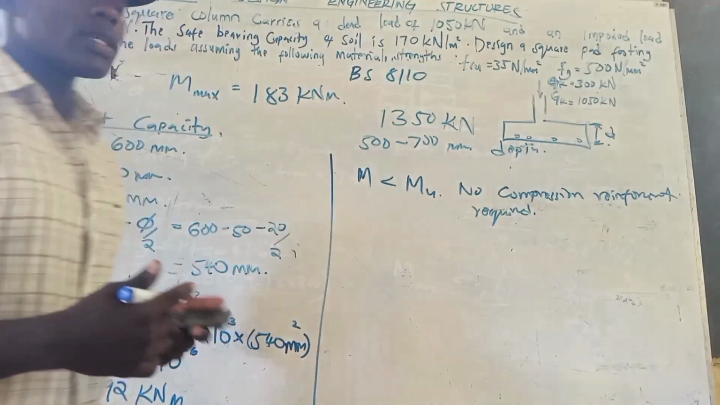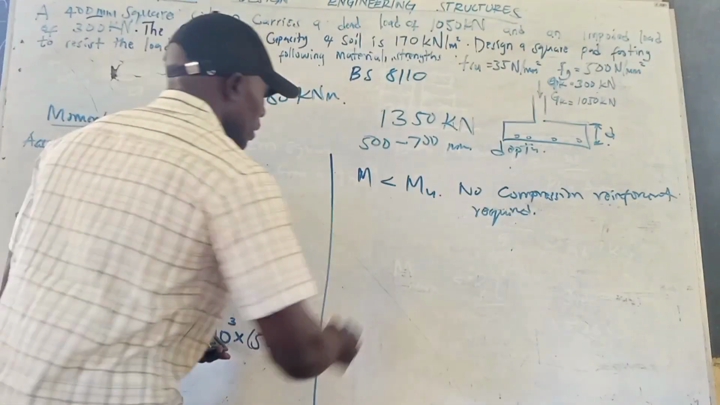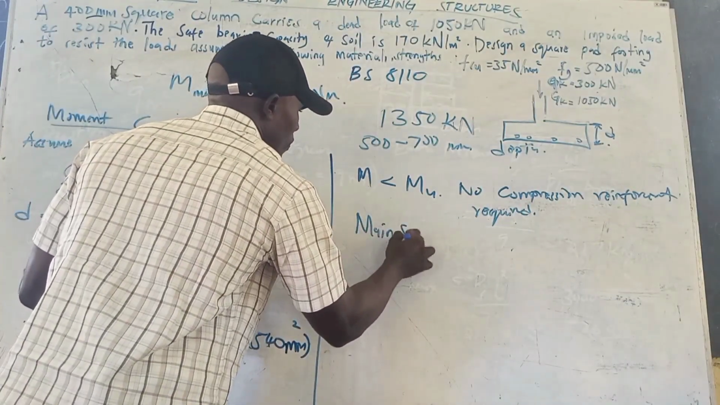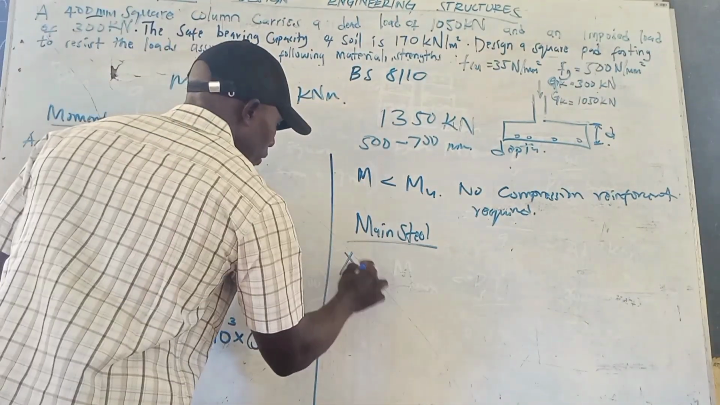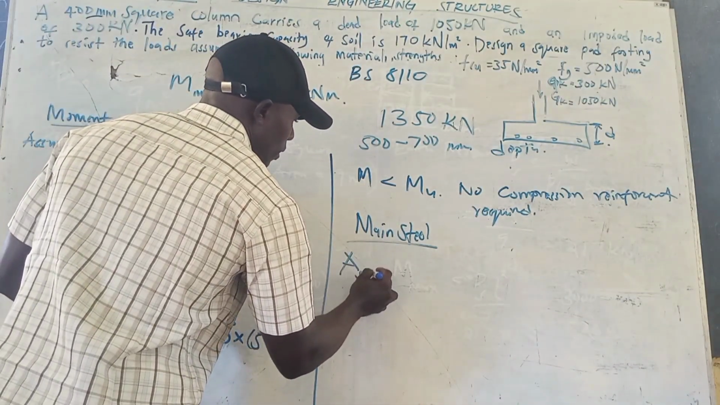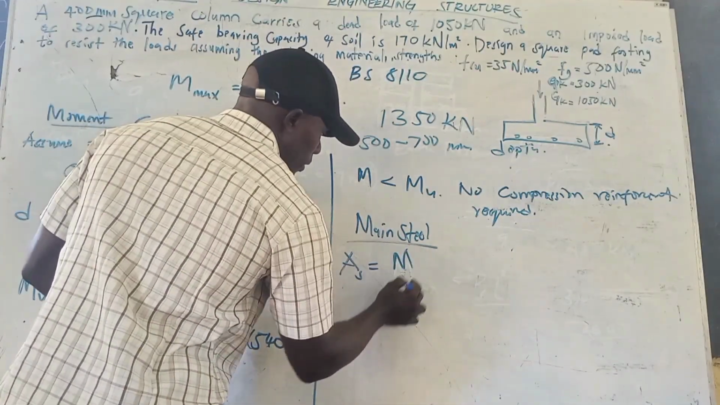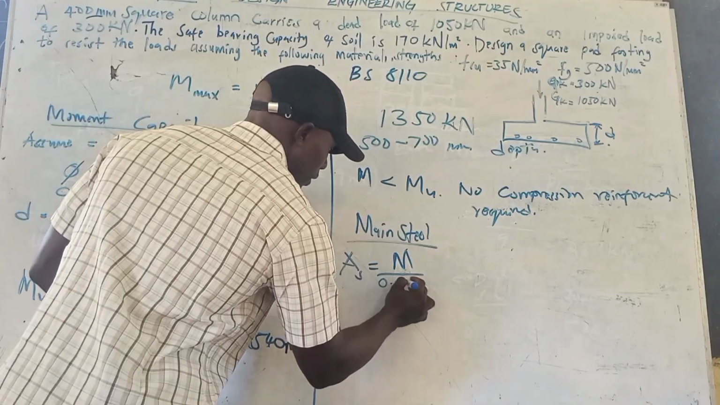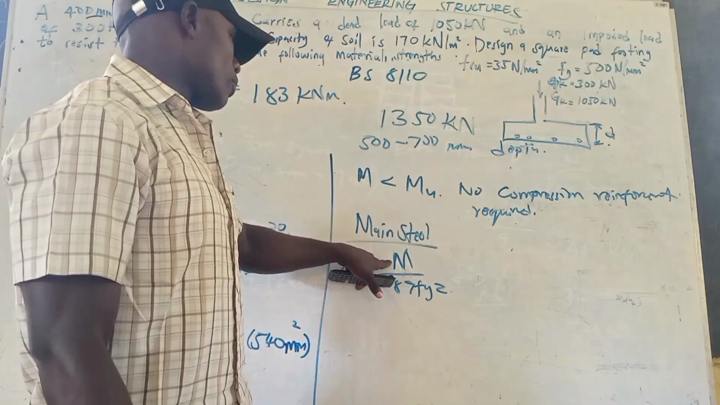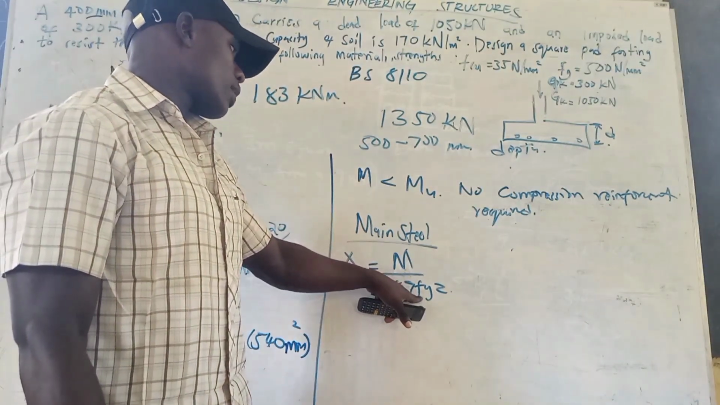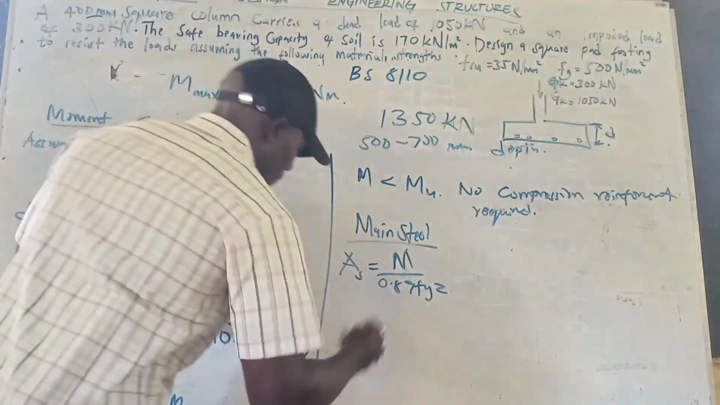So we proceed to design the bending reinforcement. Let's begin with the main steel. Our formula for calculating the area of main steel is M over 0.87 fy Z. So we have the design moment, we have the yield strength of steel, we don't have Z, or lever arm. So let's calculate Z.